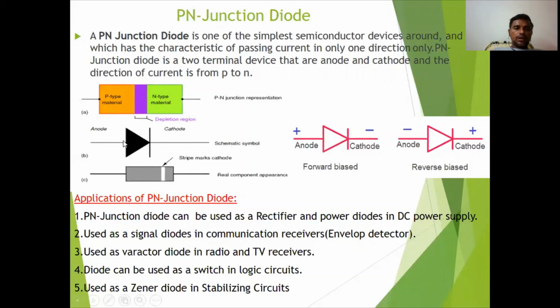the schematic symbol. We can use this in circuits, and it consists of two terminals, the anode terminal and the cathode terminal. This is the symbol of the diode. What is the diode symbol? This one, a triangle and a line.